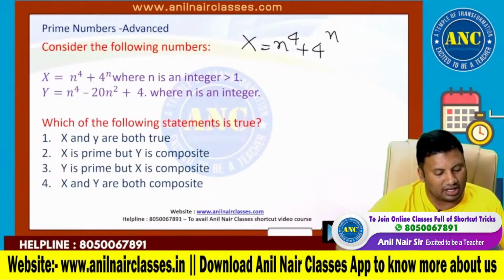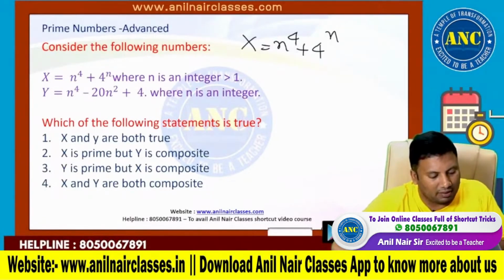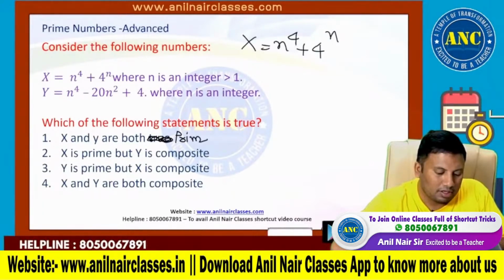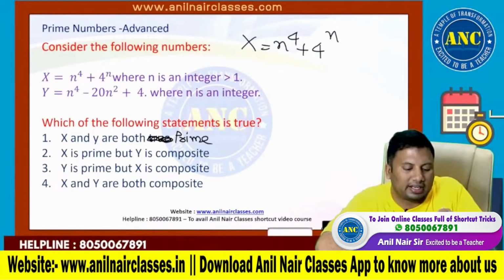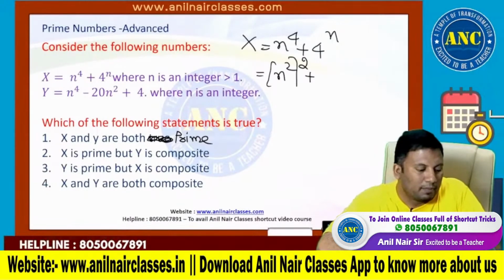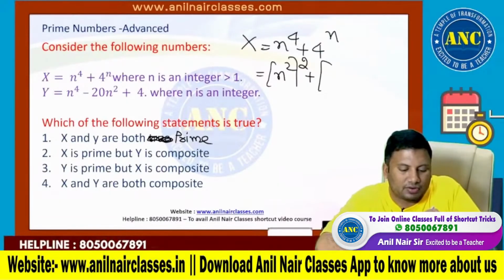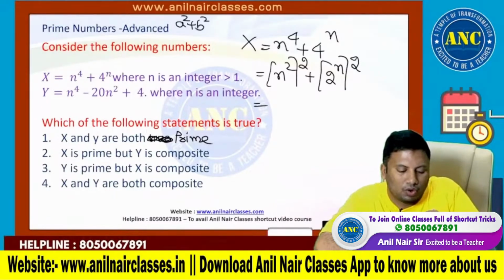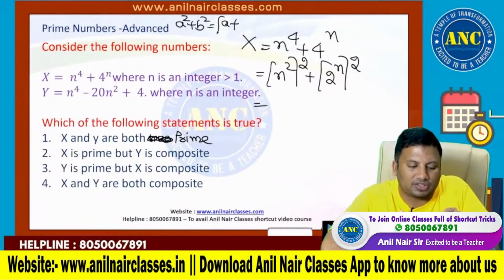Which of the following statements are true? X and y both are prime numbers, we will keep as the first option. These are nothing but n square whole square. I hope it is clear. These are nothing but 2 power n whole square. A square plus b square, we can take it as a plus b whole square minus 2ab.